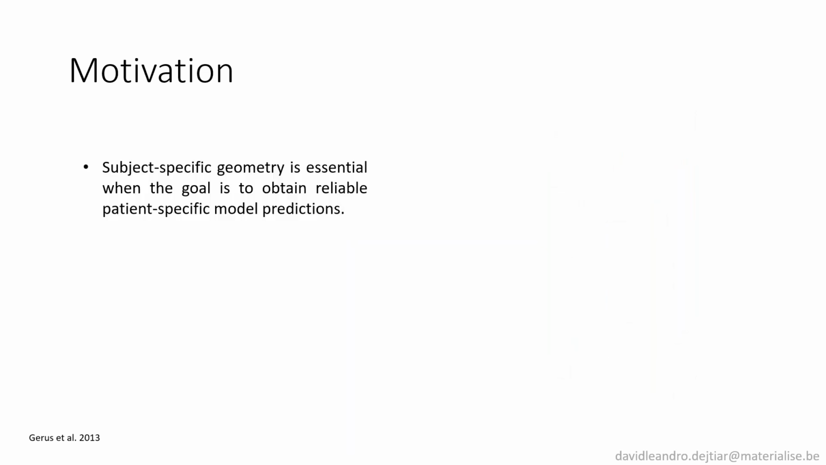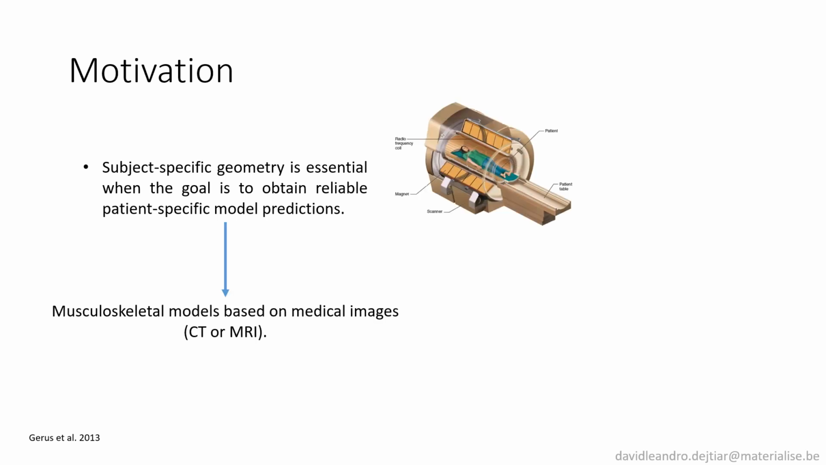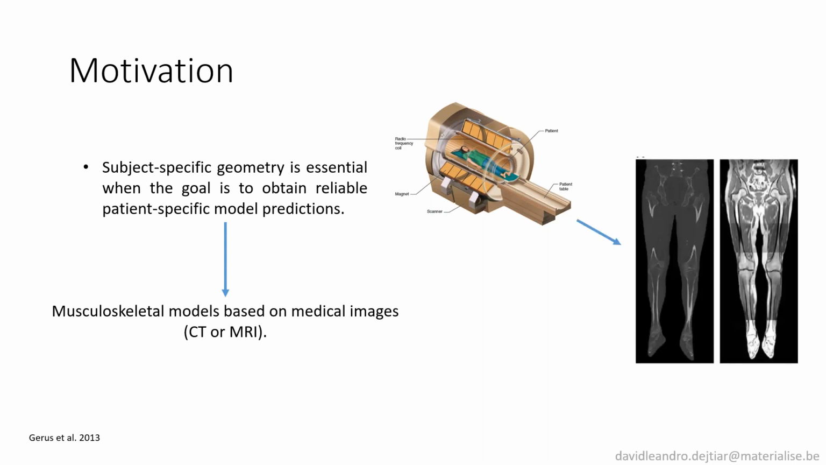It has been previously demonstrated that subject-specific geometries greatly improve predictions of joint contact forces and ligament strains. The tools that we have available to view the 3D geometries of patients are computed tomography, or CT, and magnetic resonance imaging, or MRI. Therefore, the process here is to start from medical images and end up with a subject-specific musculoskeletal model.